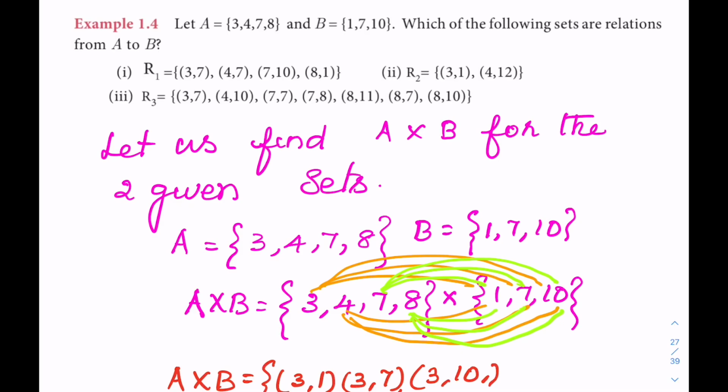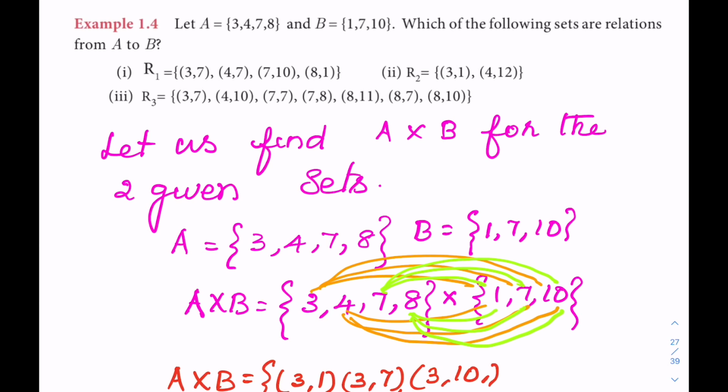Let us solve example 1.4. They have given A is a set with elements 3, 4, 7 and 8, and B is a set with elements 1, 7 and 10. They have given us 3 sets of ordered pairs R1, R2 and R3. R1 is a set of ordered pairs in the first subdivision, R2 is a set of ordered pairs in the second subdivision, and R3 is a set of ordered pairs in the third subdivision.